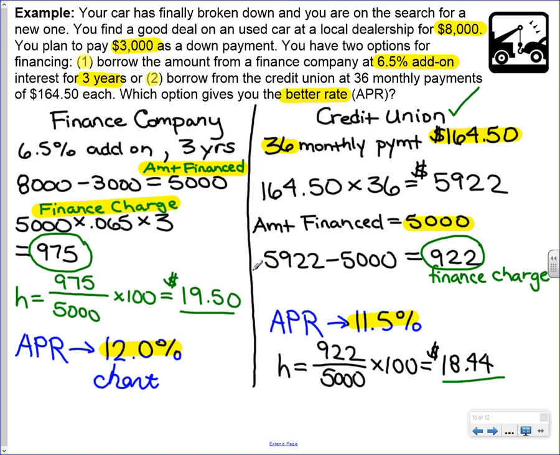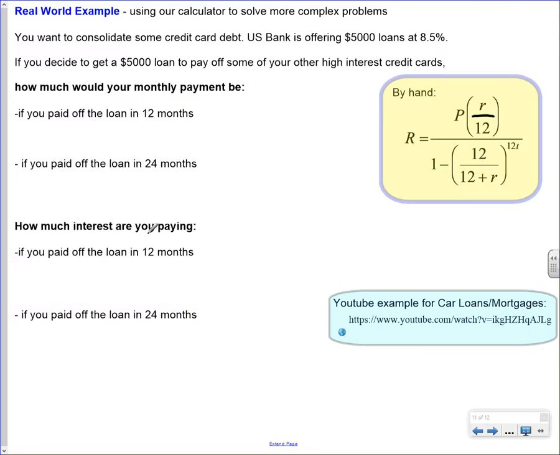Okay, so you can look at those two things as well. You don't have to go all the way down to the APR. The reason why we did that is because this says which gives you the better APR. But if you're just working on homework, if it just says which is the better option, you might be able to figure that out when you get just to this point without going all the way to the APR. So there are different ways of deciding how to do that.